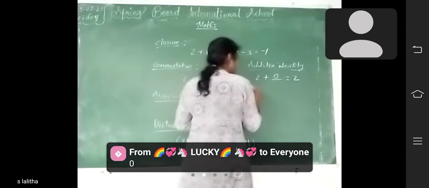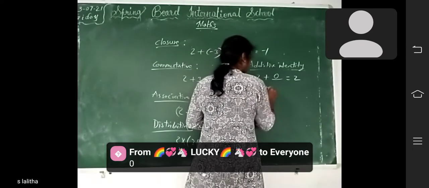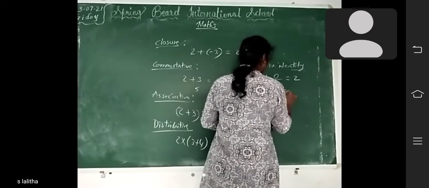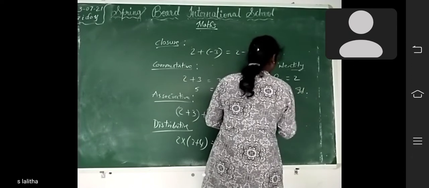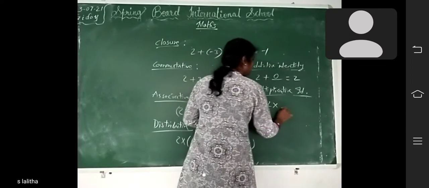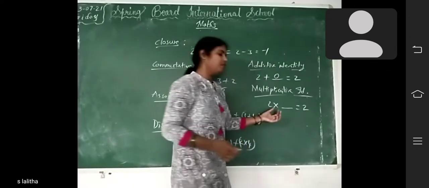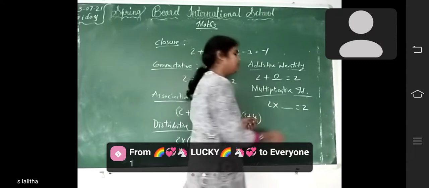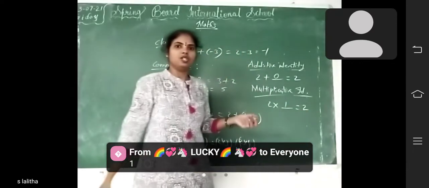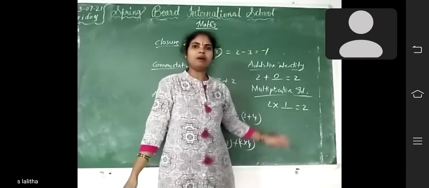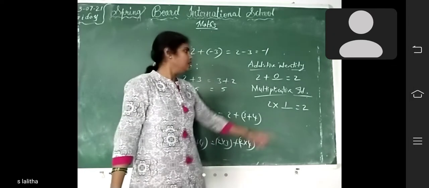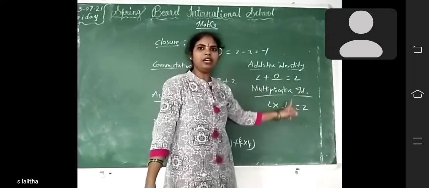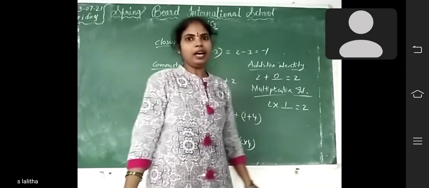And the multiplicative identity. Which number should you multiply with the number so that we get the same answer? You should multiply with 1. 2 ones are 2. Okay. So what is 1 called? 1 is called the multiplicative identity. 0 is called the additive identity. 1 is called the multiplicative identity.